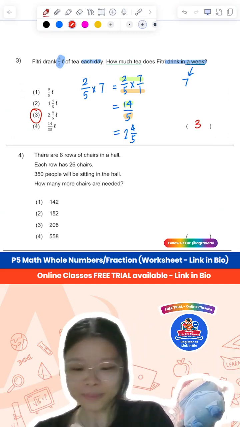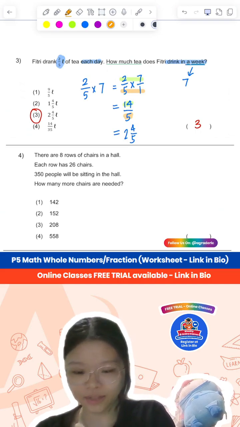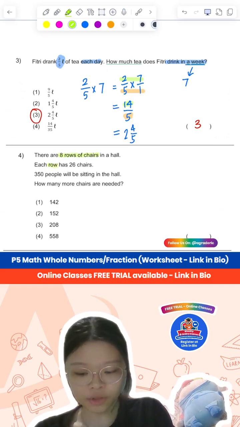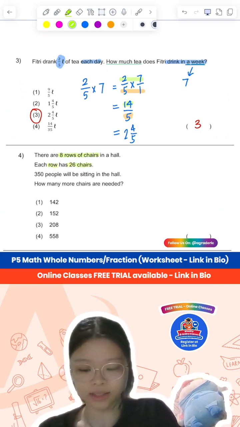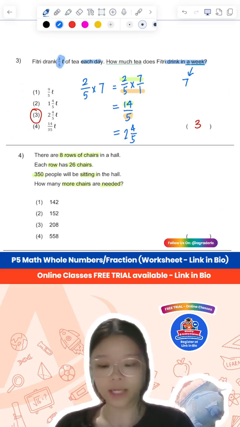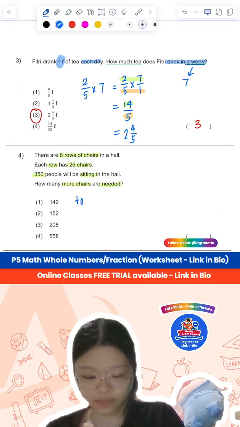Okay. So question 4. There are 8 rows of chairs in the hall. Each row has 26 chairs. 350 people will be sitting. How many more chairs are needed? So this question is quite straightforward. How do we find the total chairs first?